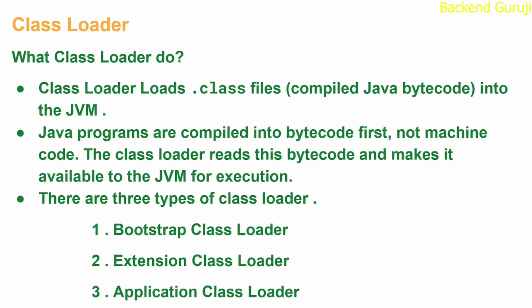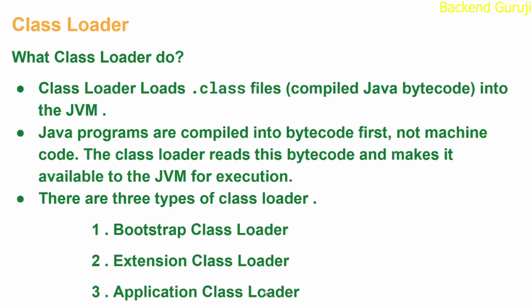What will the class loader do? What is the work of the class loader? The class loader loads the class file. Those .class files are already compiled Java bytecode for the JVM. Java programs are compiled into bytecode first, not machine code. The class loader reads that bytecode and makes it available to the JVM for execution. There are three types of class loader: Bootstrap class loader, extension class loader, application class loader.